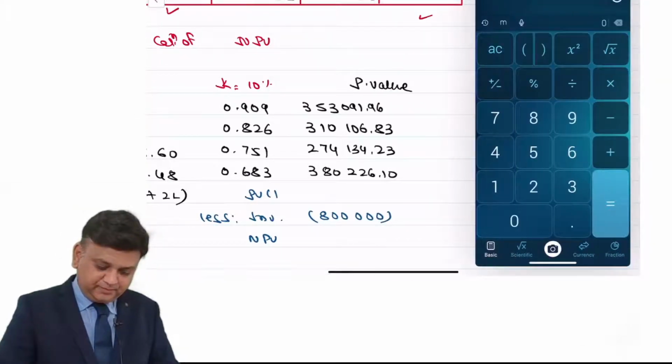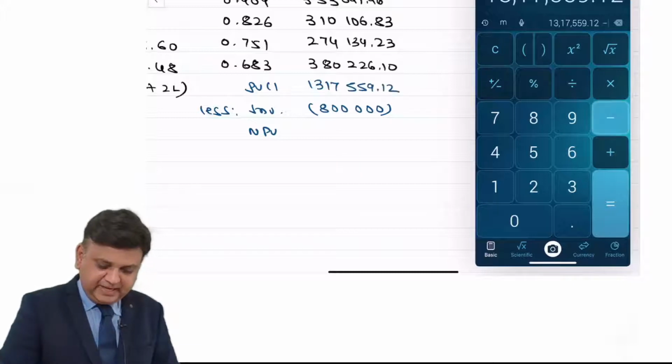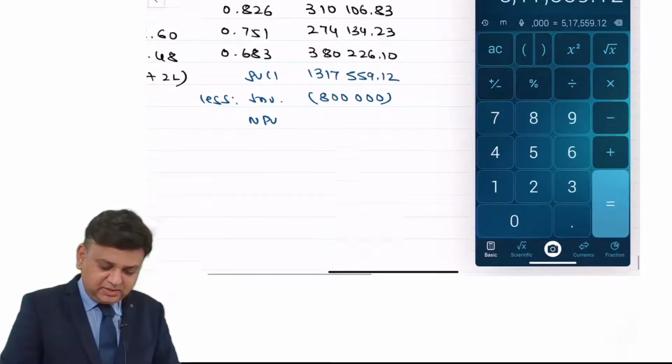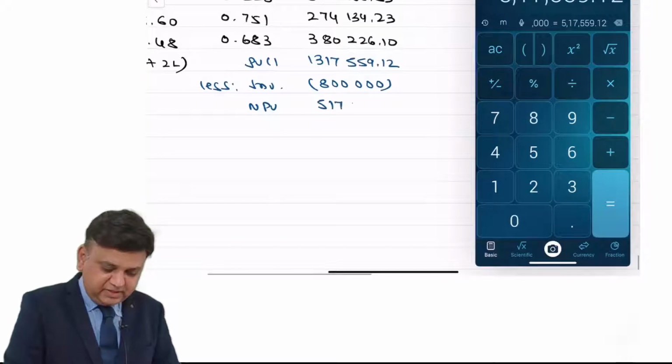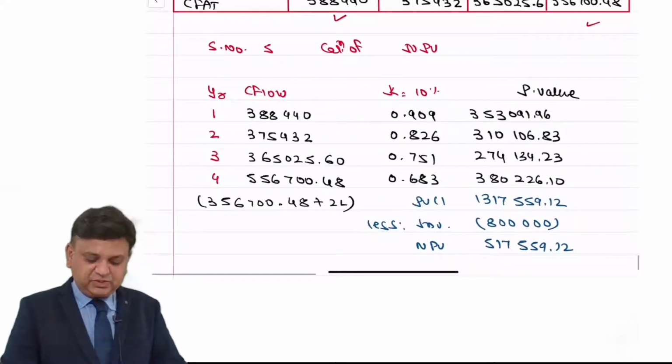So over here 353,091.96 plus 310,106.83 plus 274,134.23 plus 380,226.10, that comes to 1,317,559.12 minus 8 lakhs, that comes to 5,17,559.12. We can say that the NPV of the project is positive.